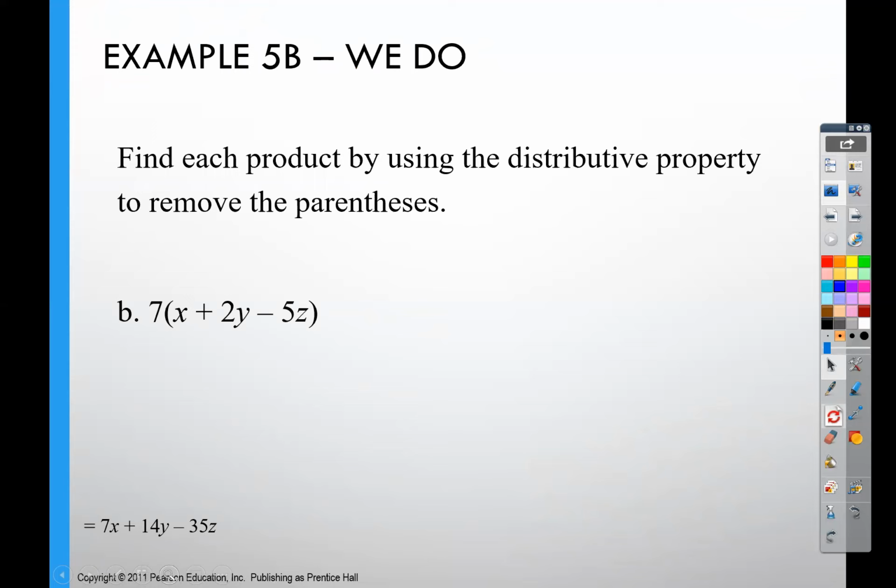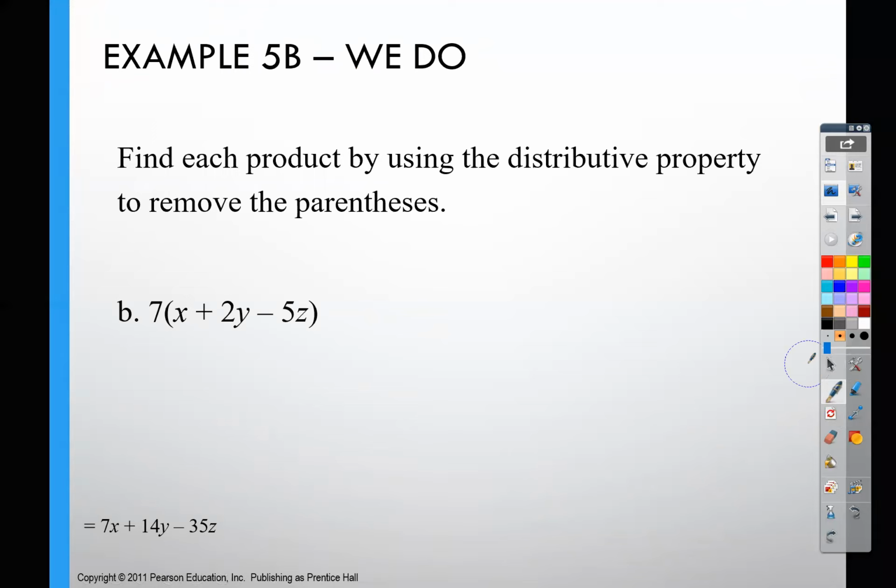Okay, so find each product by using the distributive property. Again, you're going to do 7 times x, 7 times 2y, and 7 times negative 5z, which is all down there. 7x plus 14y minus 35z.